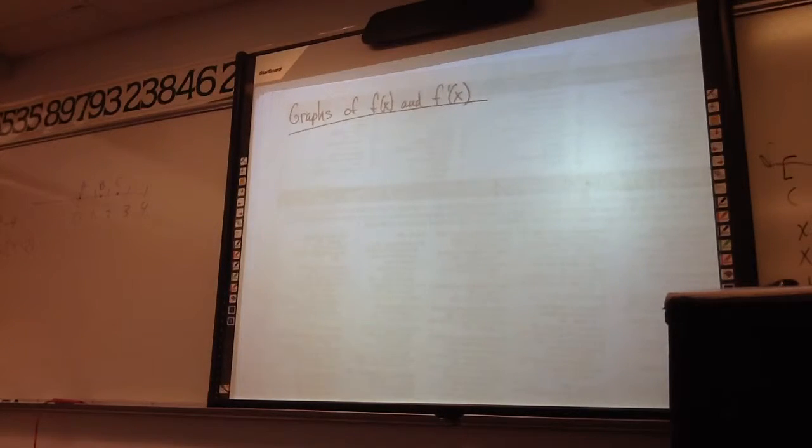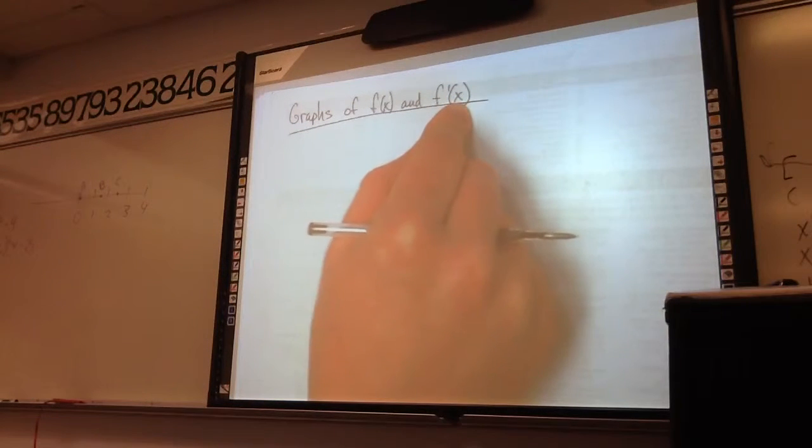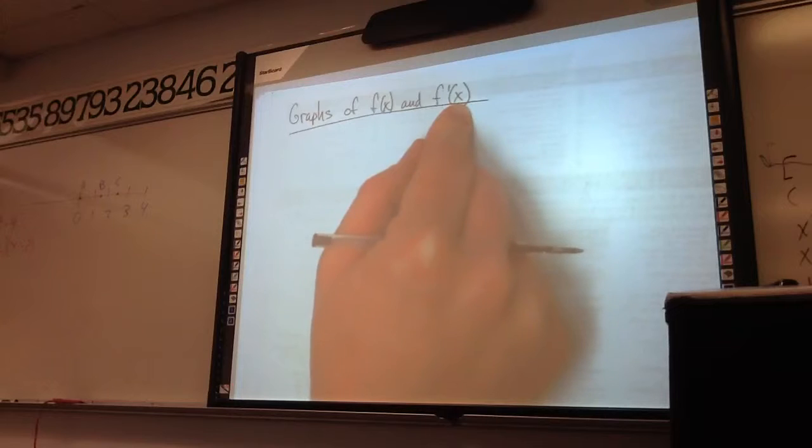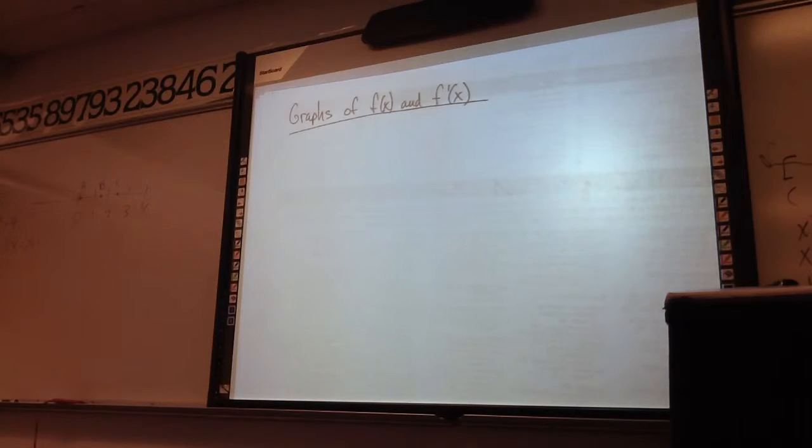Graphs of the, what's this? Prime. What's it mean? Derivative. What's the derivative? Slope of a function at 1 point. Okay, so now we're going to graph functions and then their derivatives. Alright, you probably have the notes right there.